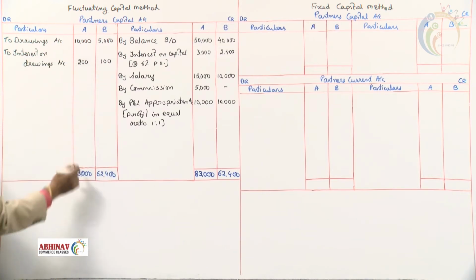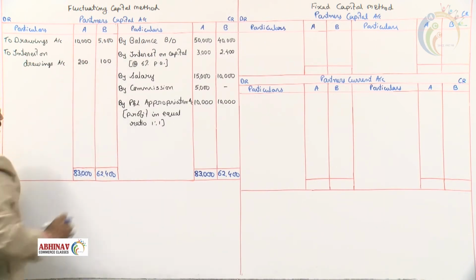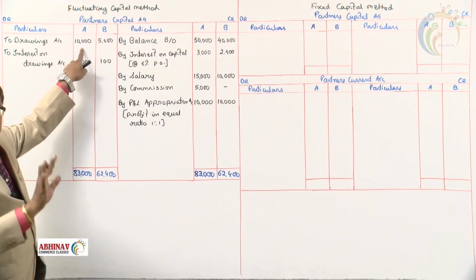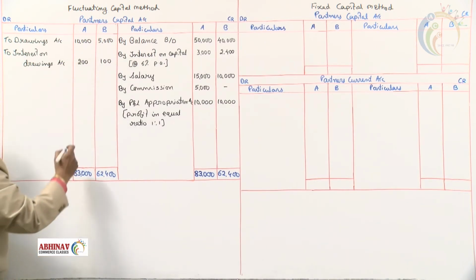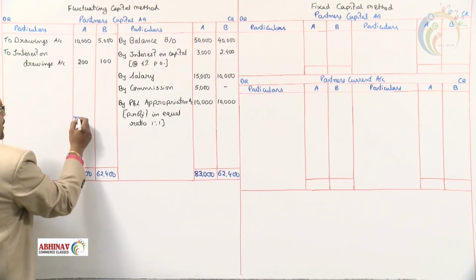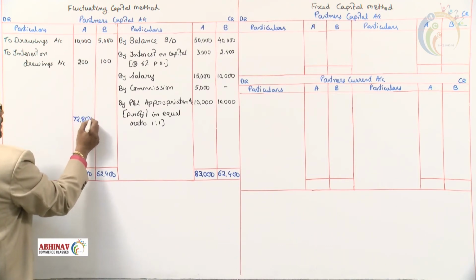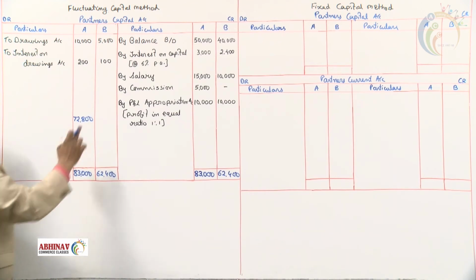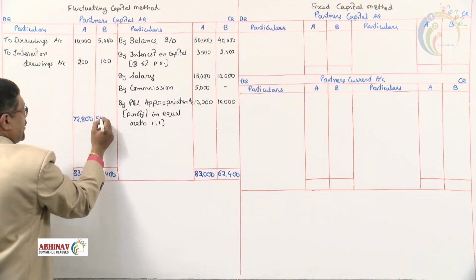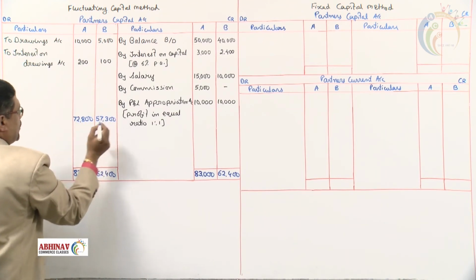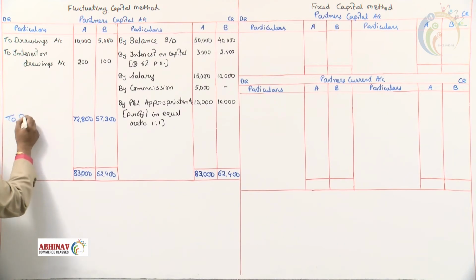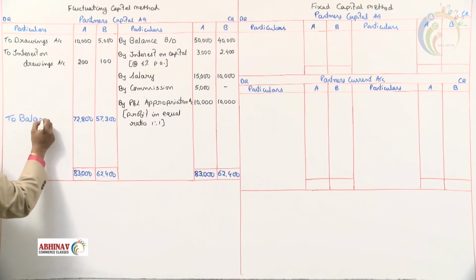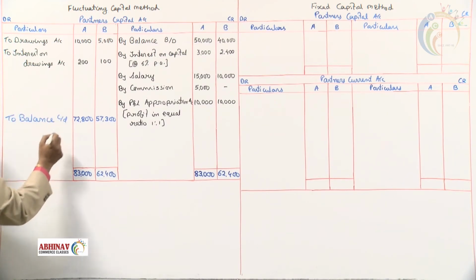From this total, let us minus this. 83 minus 10, 73,000 minus 200. What you get is 72,800. 62 minus 5, 57,400 minus 100, 57,300. We show it as to balance carried down.